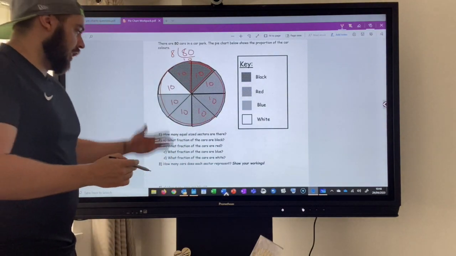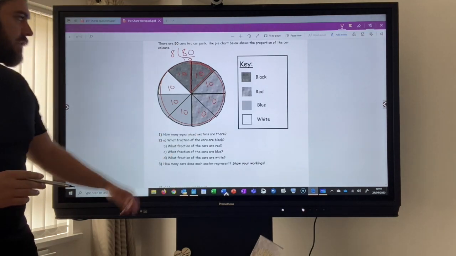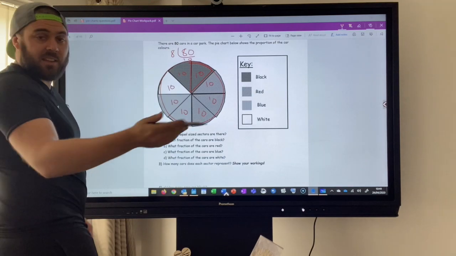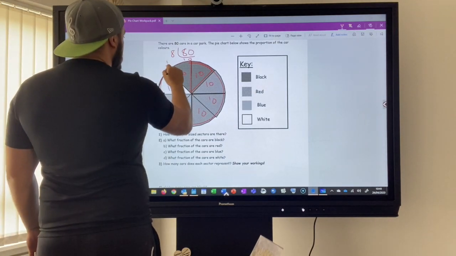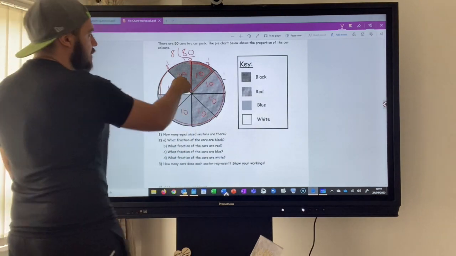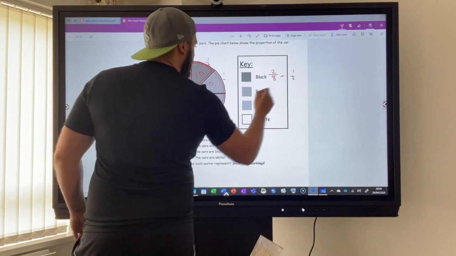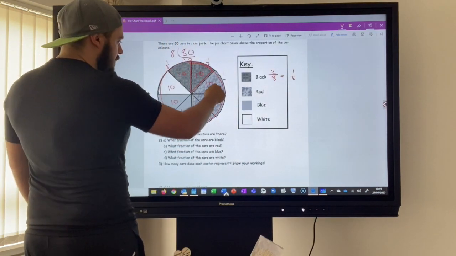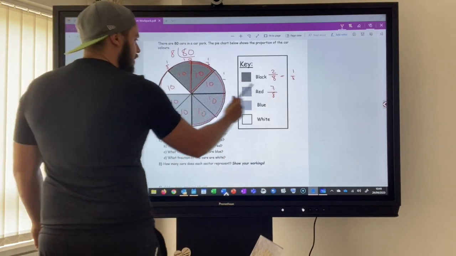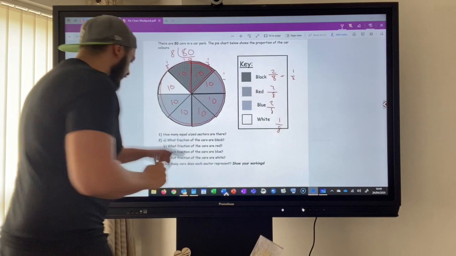Which means we could work it out now without even looking at them, because it's going to ask the exact same thing. It's going to ask you what fraction of the cars are black. Well, that's an eighth, because it's eight sections, so it's 1/8. How many are black? Well, there's 2/8. We could break that down to a quarter, however. Red's here, so 1, 2, 3, 3/8. Blue's here, 2/8. And white, 1/8. Okay, and that's those questions answered.